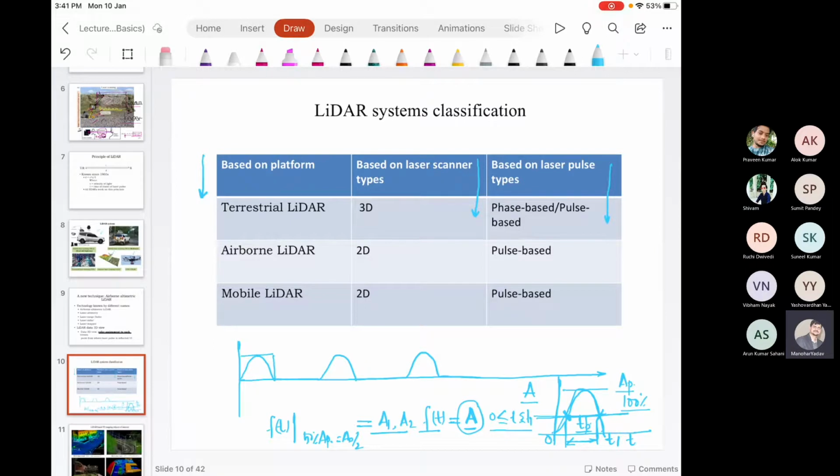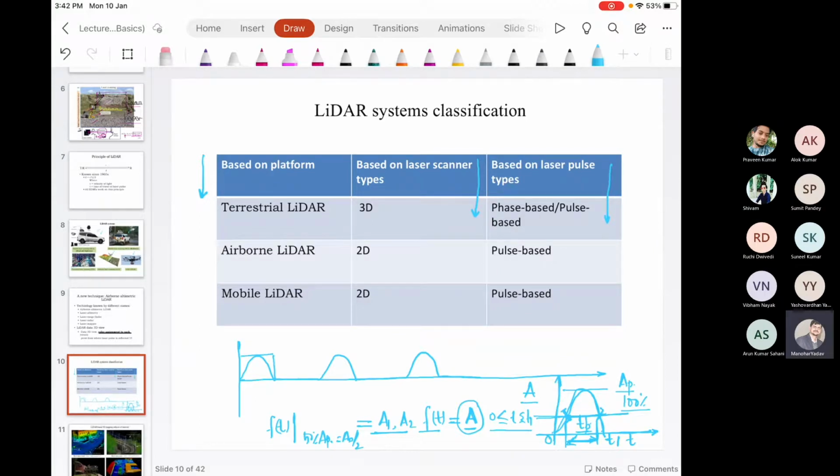Okay, so you need to remember how to characterize a laser pulse, because this will be discussed further, like how it is associated with the accuracy of point coordinate measurement. In our discussion we will consider these concepts, how to define a laser pulse as we are discussing over here. So at the 50% level, that is AP by 2, we have A1 and A2. Between A1 and A2, this time is called TP.